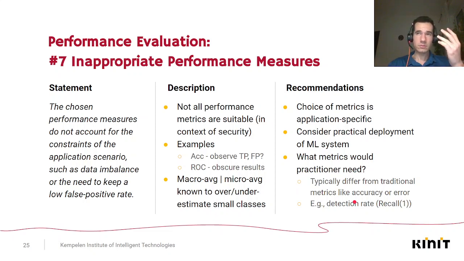So, for instance, an interesting metric in network intrusion detection is detection rate, which is basically the recall of class 1, or of the malicious class. It's not that popular in general machine learning, but it's rather crucial for cybersecurity purposes.